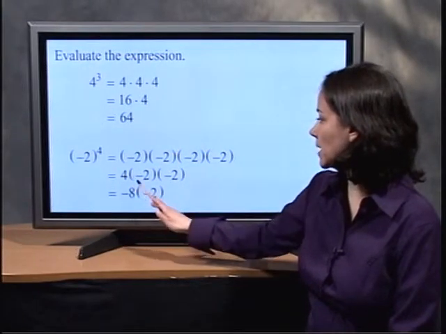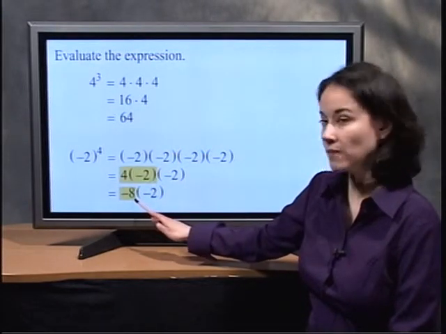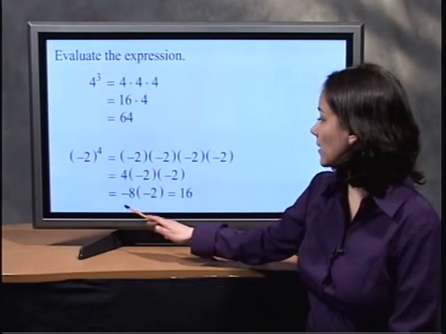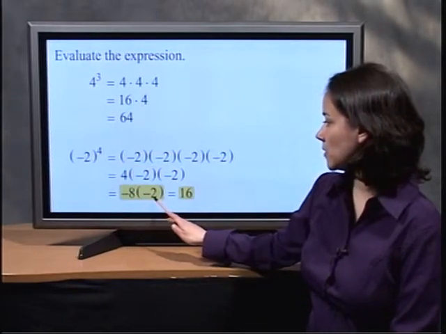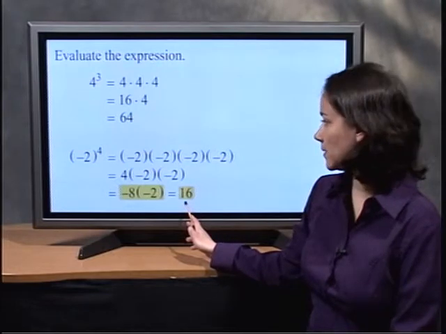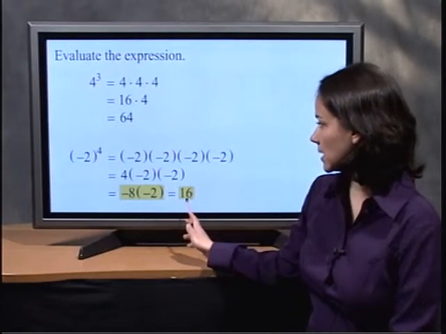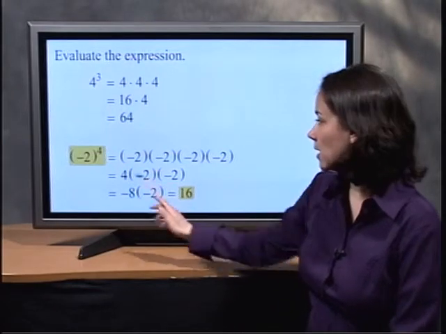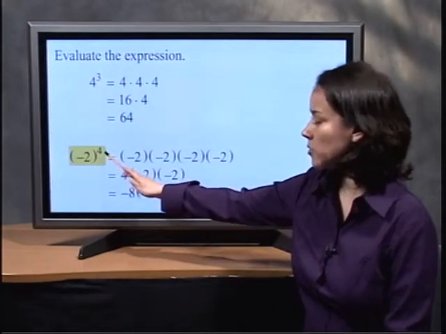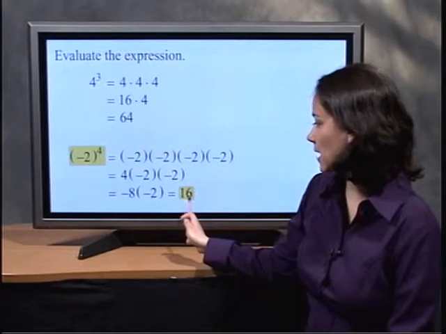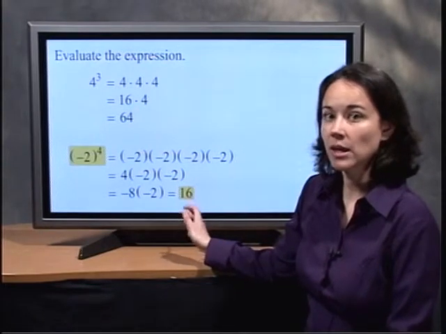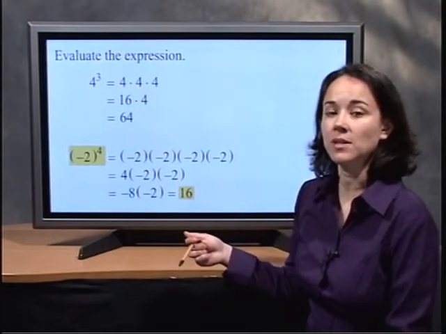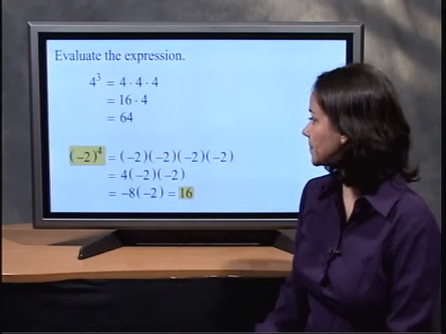And then 4 times negative 2 is negative 8. And finally, negative 8 times negative 2 is a positive 16. So our result is 16. The quantity negative 2 raised to the 4th power is 16. Notice the quantity was negative, it was raised to an even power, and it ended up being a positive value. Because if you have an even number of negatives, you'll end up with a positive.